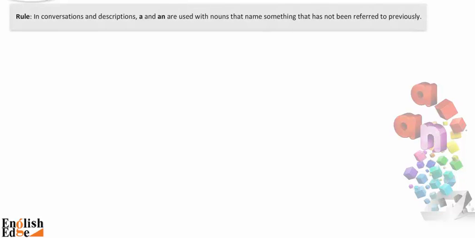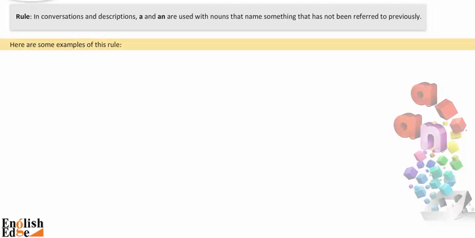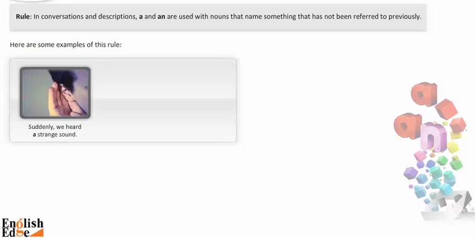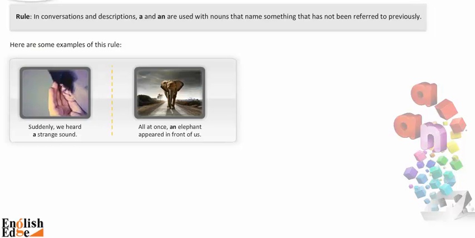Next, let's see how we use indefinite articles when referring to something that has not been mentioned before. Here is a rule. In conversations and descriptions, a and an are used with nouns that name something that has not been referred to previously. Here are some examples of this rule. Suddenly we heard a strange sound. All at once an elephant appeared in front of us.